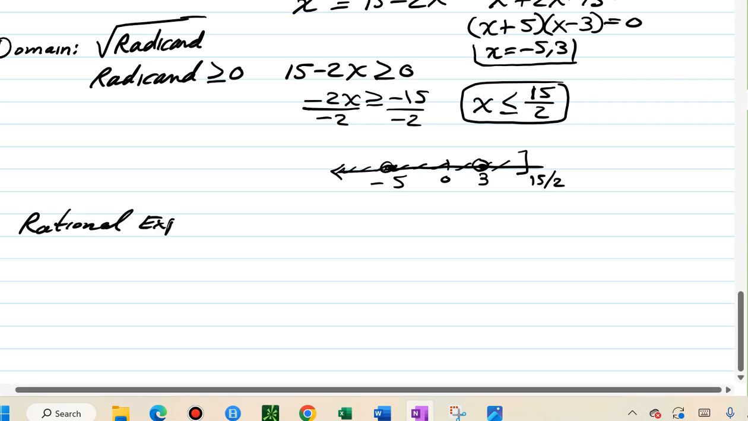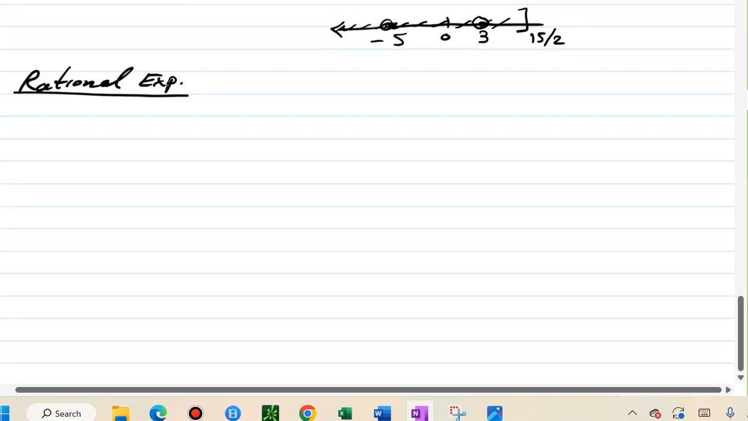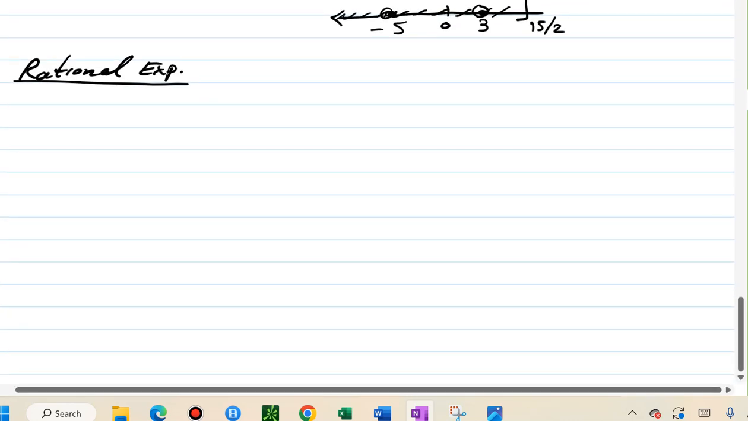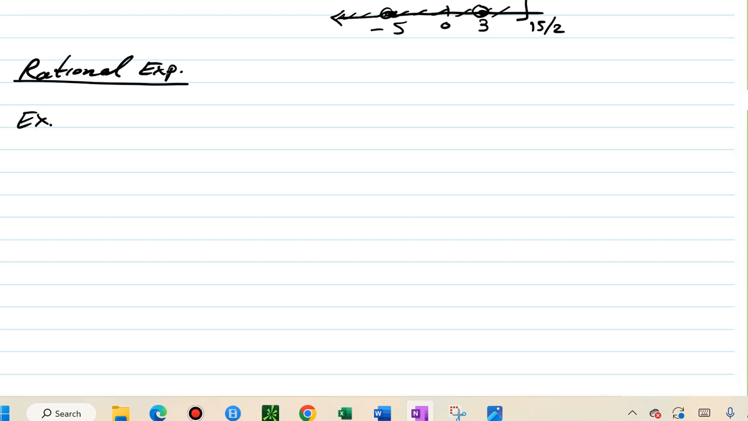Rational exponents. Okay, with rational exponents, an example would be this. Now let's say I want to do x to 3/5 equal 27, something like that.